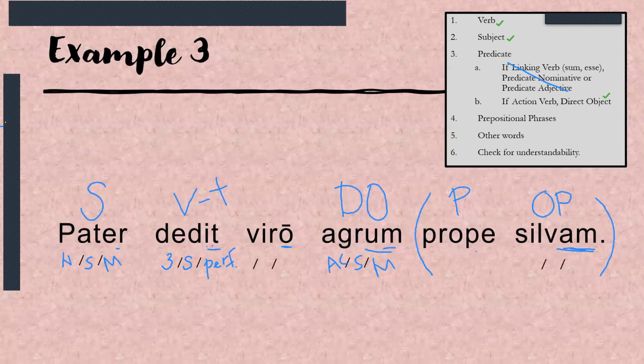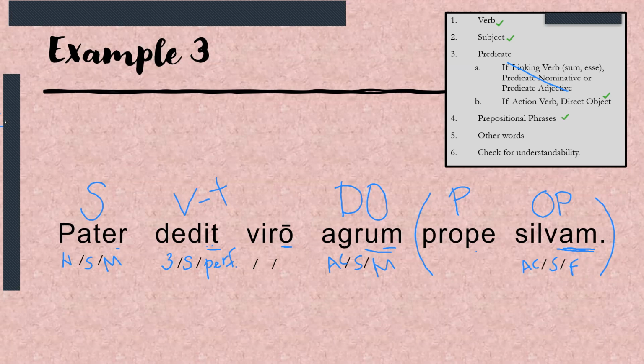Now, our object of the preposition could either be in the accusative or the ablative, because our prepositions take either the accusative or the ablative. Well, prope tells us that it is accusative, looking at those charts, and that it is singular, and that it is feminine. So now, if we needed to look up any of these words to know what they meant, we could. But so far, our sentence says, pater, the father, because that's the subject, dedit, gave, agrum, the field, direct object, prope silvam, near the forest. Okay, so we have now taken care of step 4.